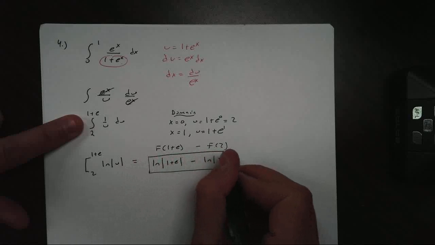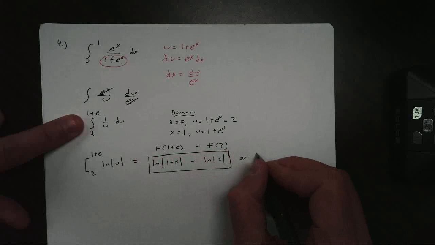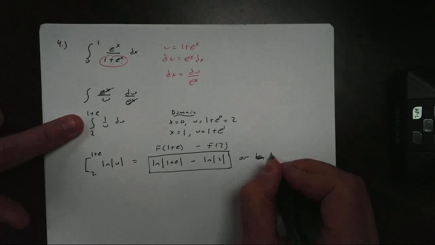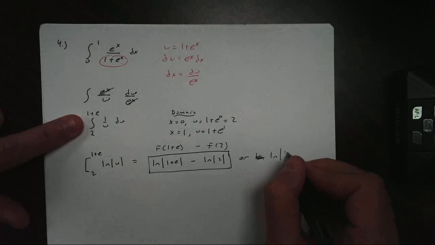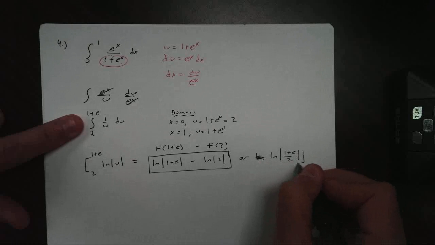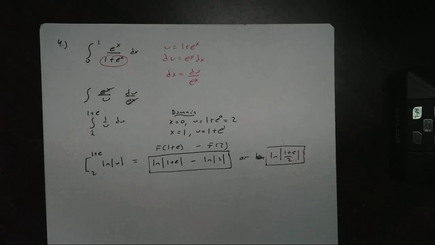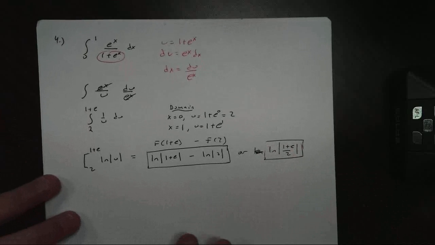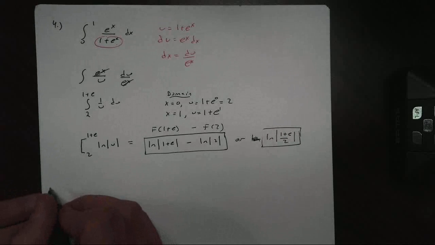And it is okay to leave your answer like this, but I could also write it as the natural log of 1 plus e over 2. And it's okay to write your answer like this as well. Cool thing about logs, you can always rewrite them somehow. Alright, number 5.